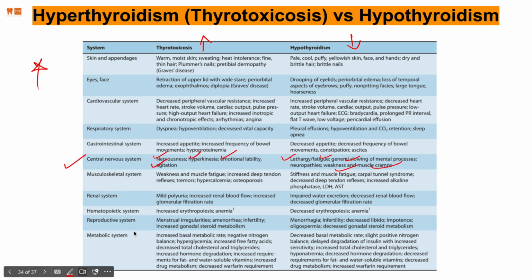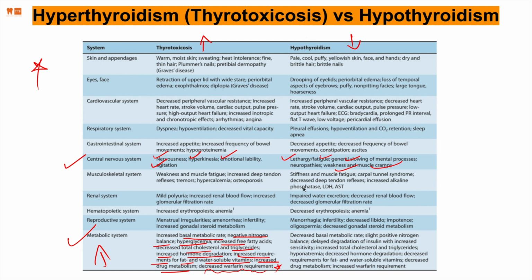Everything is low. Metabolically speaking, hyperthyroidism causes increase in basal metabolic rate, negative nitrogen balance, hyperglycemia, increase in free fatty acids, increase in hormone degradation, increase or decrease in cholesterol, and decrease in triglycerides as well, increase in requirements for fat, water-soluble vitamins, increase in drug metabolism, and then of course decrease in warfarin requirement because it's already anticoagulant, right? Anticoagulant means increasing in bleeding, but it already increases everything.